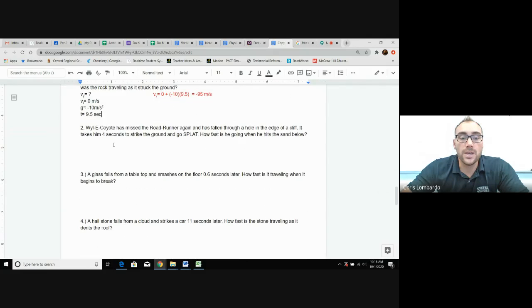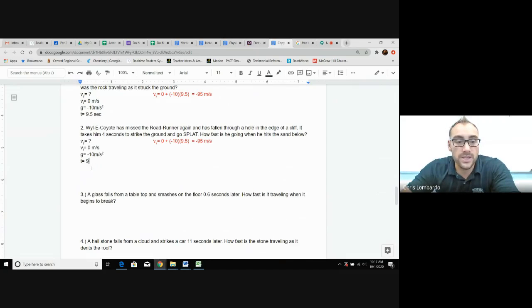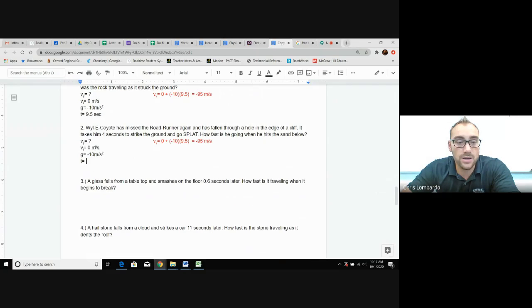Bingo. Okay, Wile E. Coyote has fallen again. It takes 4 seconds to go splat. How fast is he going? So essentially, they're still asking the same kind of question here. We have a different time though, so I'm going to erase that. Do we have an initial velocity? No, it's not given, so that's 0. Gravity's negative 10. We are looking for Vy. What is our time? 4 seconds.